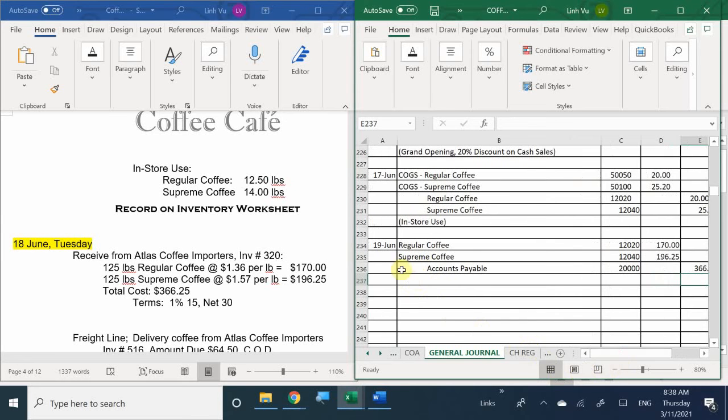Here we pretty much have all the information that we need, right? We got this from Atlas Coffee. What's the invoice number? 320. And lastly, what are our terms? 1% 15, net 30. Okay. All right. What else? What goes after this?